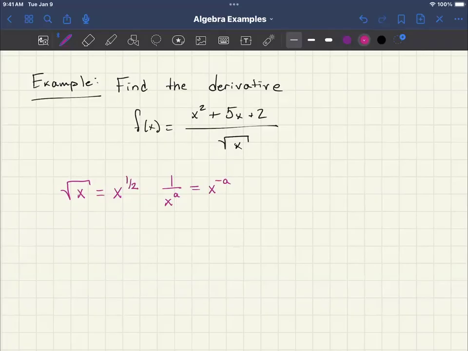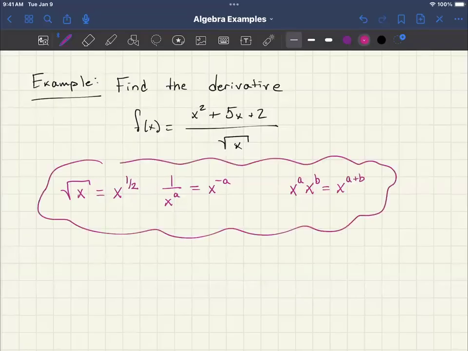All right, the last one that we are going to remind ourselves is if we have x to the a times x to the b, so you have the same base there, we can add our exponents and we end up with x to the a plus b. Those three things we're going to work with. And what we're going to do is we are going to simplify our function before we take our derivative. So we are not even going to bother thinking about derivatives for a little bit. We're going to do several steps before we do that.